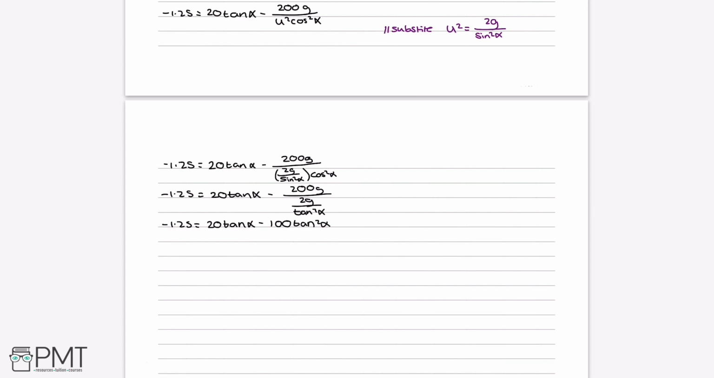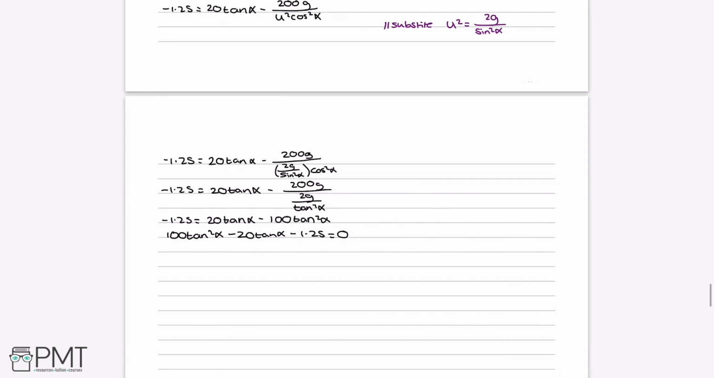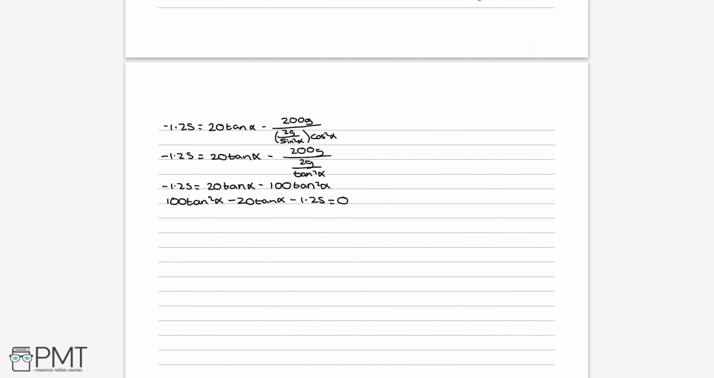And so if we rewrite this to look even more like a quadratic, in that it's equal to 0, if we add 100 tan squared alpha to both sides and take away 20 tan alpha, we're left with 100 tan squared alpha, take away 20 tan alpha, take away 1.25 is equal to 0. And so if we were to solve this as a quadratic equation, you can see that we would end up with something to do with tan of alpha, which will allow us to find alpha.